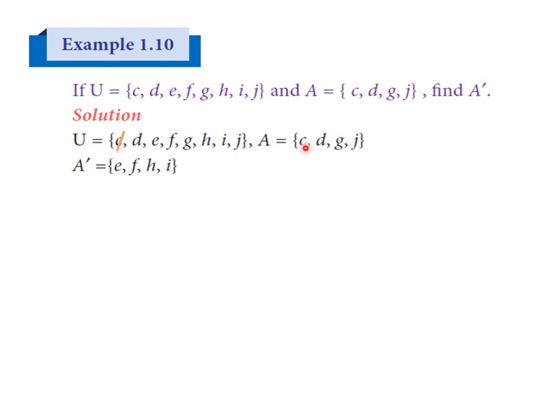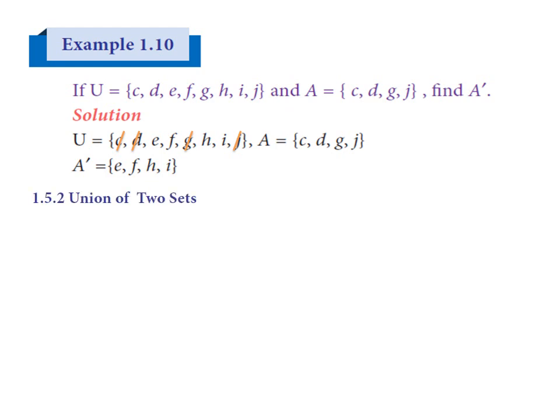C is there in A, so strike it out. Next D is also there, you strike it out. E is not there, so write it. F is also not there, so write it in complement of A. Then G is there in A, so strike it out. It will be easy for you to write the elements for complement of A. Next H is not there, so write H. I is not there, so write I. Then J is there, so strike it out. So the elements in A, you strike out in U, then write the balance elements, that will give you complement of A.